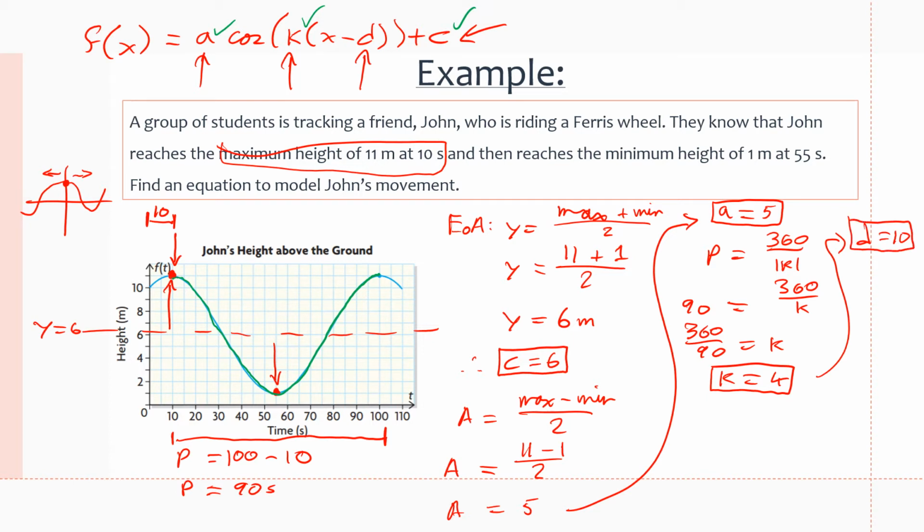So if you apply a phase shift of 10 to the original cosine graph, you get to this position with this graph. So our final equation, because we have found our last variable, is a, which is 5, cosine of k, which is 4, times x minus 10, and our c value, which is 6. And that will be our final answer. And that is the equation that models John's movement on the Ferris wheel.